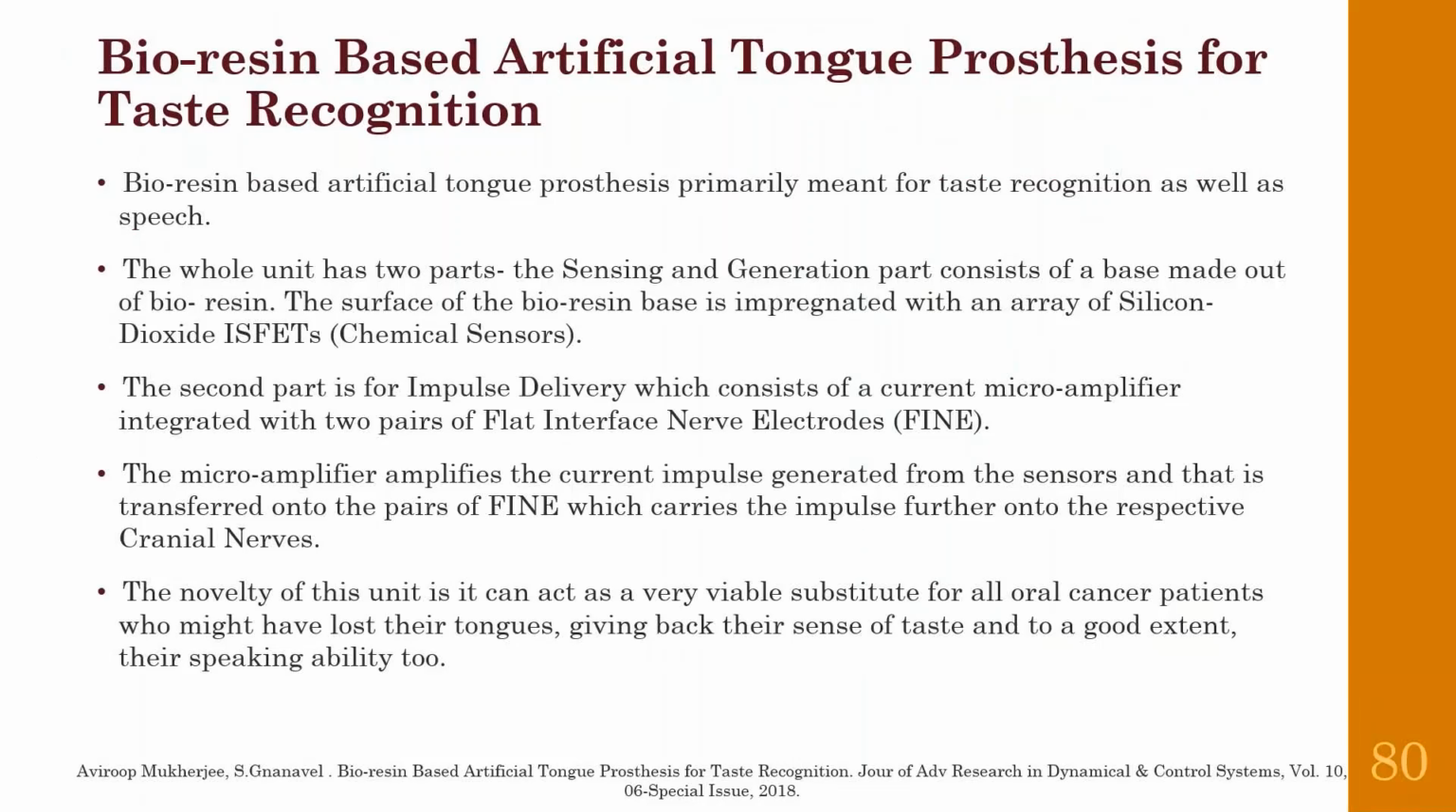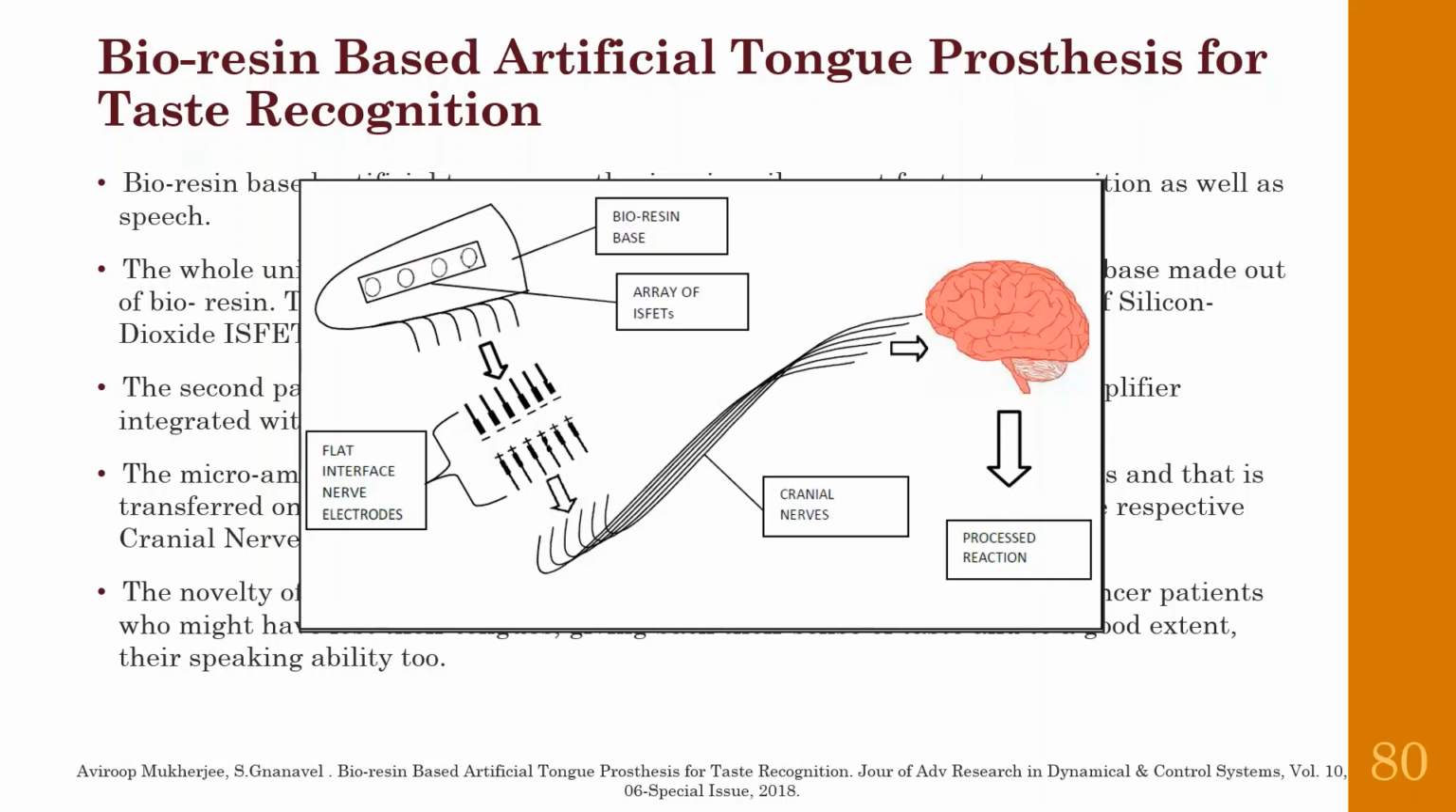Bioresin-based artificial tongue prosthesis for taste recognition is primarily meant for taste recognition as well as for speech. The whole unit has two parts. The sensing and generation part consists of a base made up of bioresin. The surface of the bioresin is impregnated with an array of silicon dioxide ISFETs, that is, chemical sensors. The second part is for impulse delivery, which consists of a current microamplifier integrated with two pairs of flat interface nerve electrodes. The microamplifier amplifies the current generated from the sensors, and that is transferred onto the pairs of fine wires, which carry the impulse further onto the respective cranial nerves.